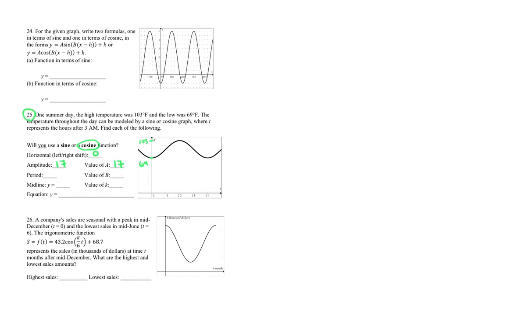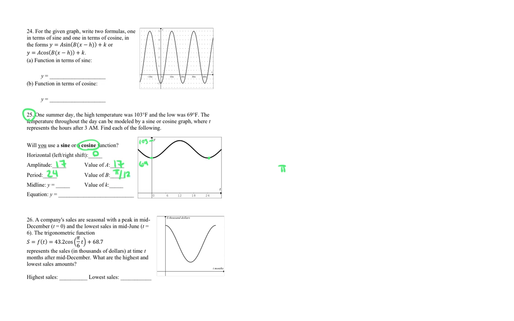All right, and then our period, we can see from valley to valley that our graph repeats every 24 hours after 3 a.m. So our period is 24, and then we know 2 pi over b is equal to our period, or 24, so we can solve for b to get that b is equal to pi over 12.